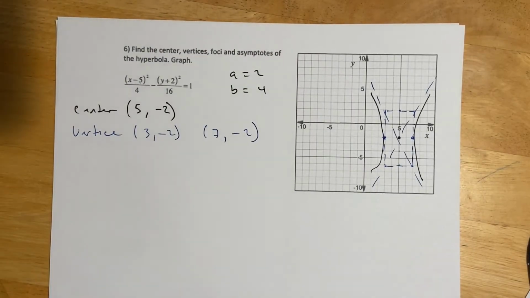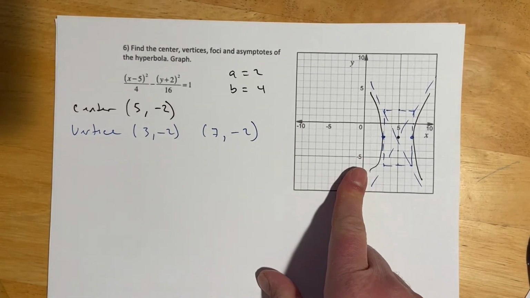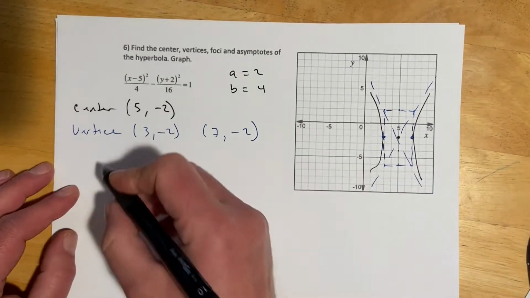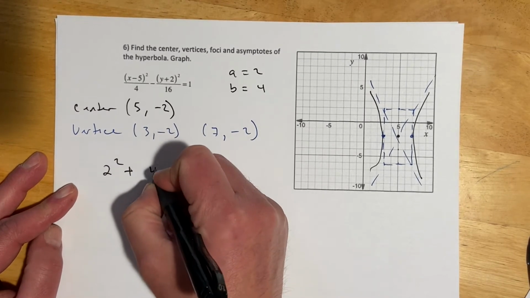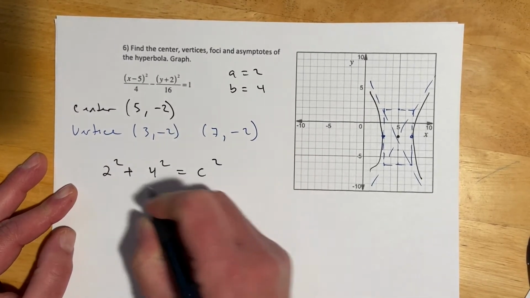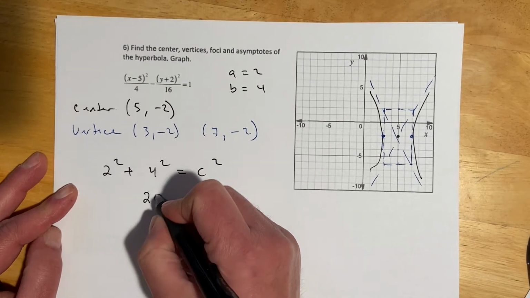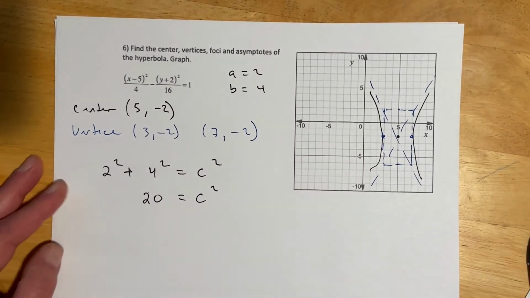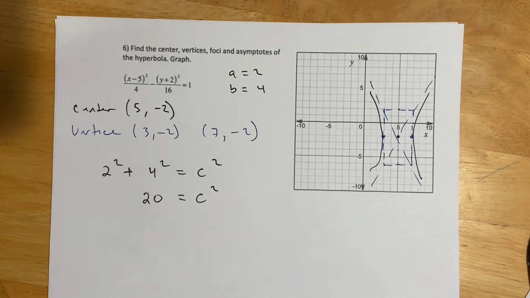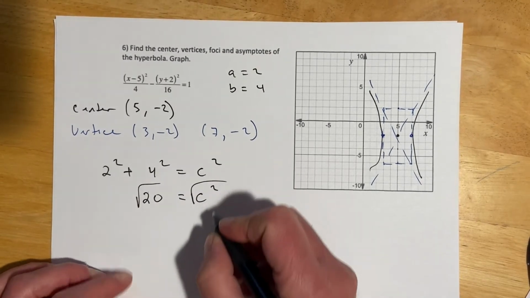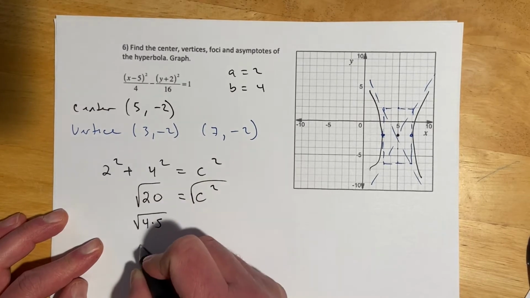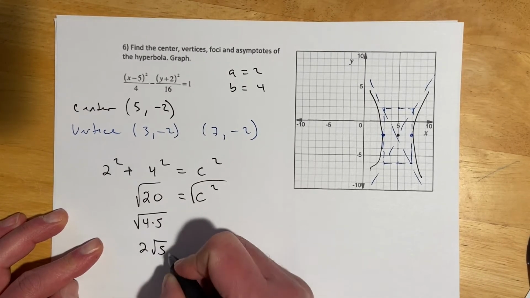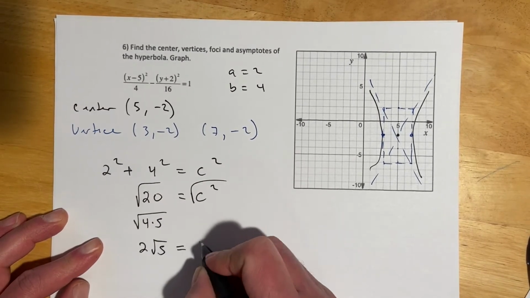Okay, so we got something like that. And then we still need to find the foci. So this is where we're going to do a squared, 2 squared plus b squared, 4 squared equals c squared. So that's 4 and 16 for 20 equals c squared. And then I would square root both sides on that. The square root of 20 is the same as 4 times 5, so that would be 2√5. And that is my exact value for c.